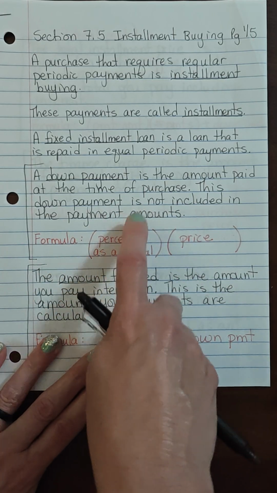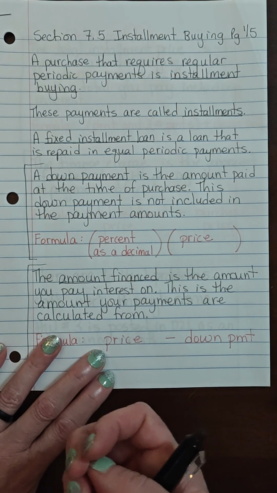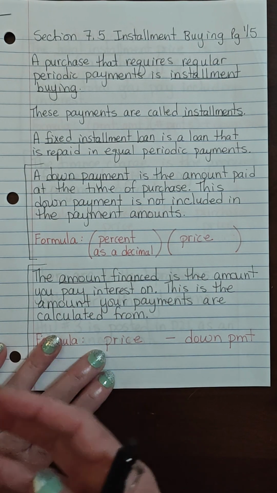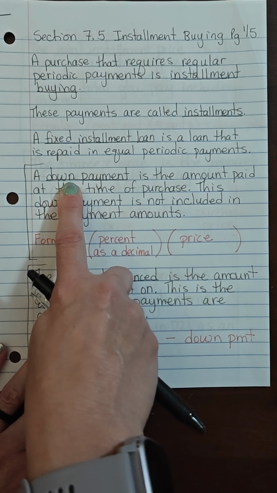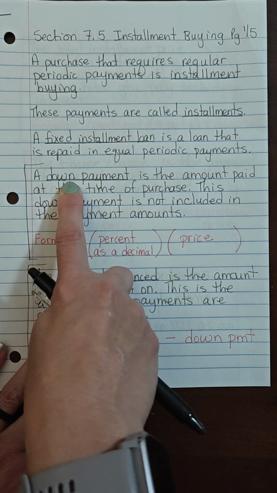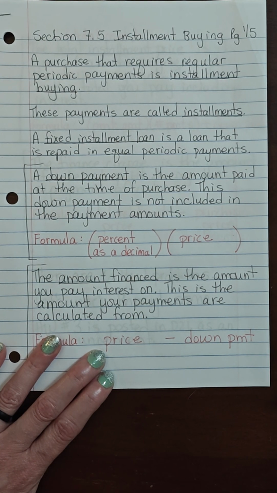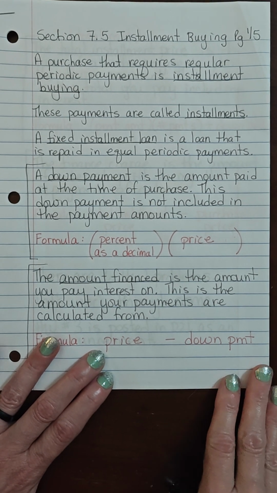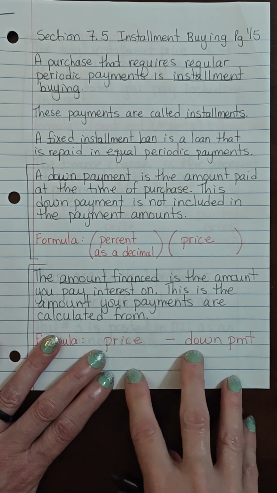That's good because typically loans are going to accrue interest. You're going to have to pay interest on your loan amount, so anything you can do to lessen your loan amount will lessen the amount of interest that you pay. Sometimes a down payment is required and sometimes it's not. It just depends on where you're buying it from, things like that.